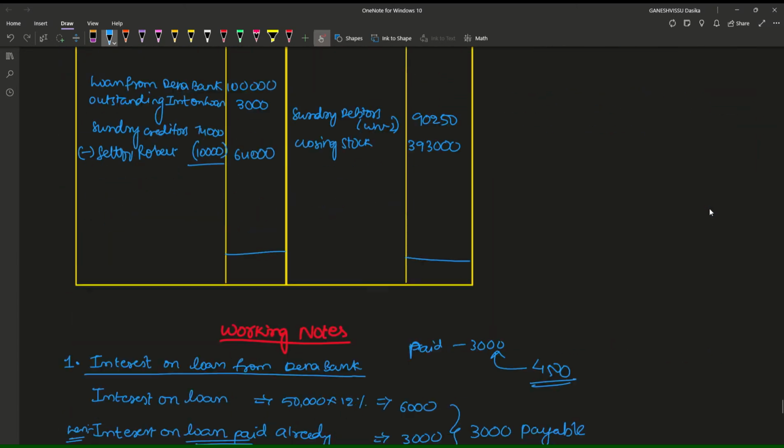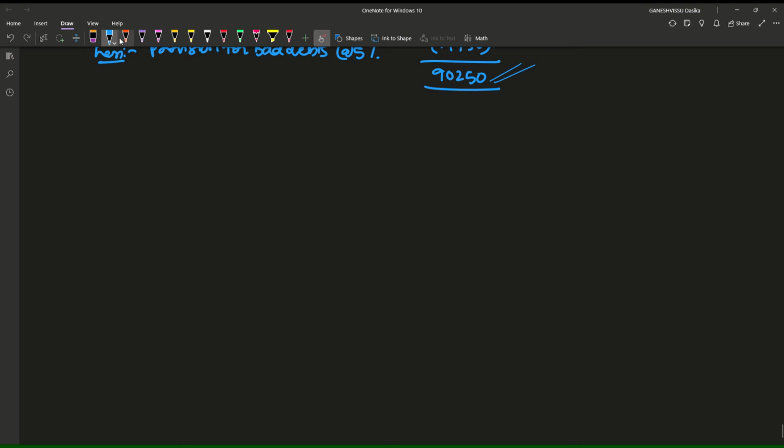Let us now go to the third working note. Interest on investments and deposits. Total interest to be received.